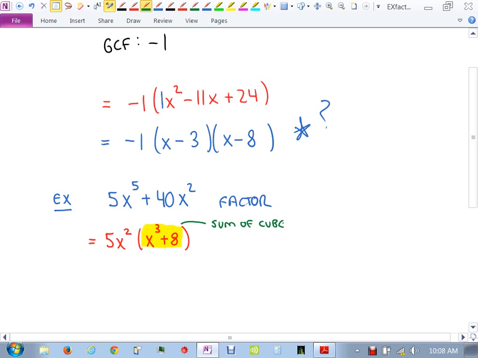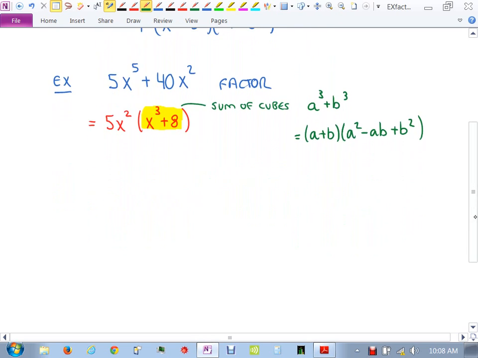Now, in case you don't have that formula in your brain or tattooed on your arm, let's write it down. If you have x cubed, well, I'll do it the way most books would do it. A cubed plus b cubed will always factor to be a plus b times a squared minus ab plus b squared. That is the formula for the sum of cubes. Does that look familiar? Okay.